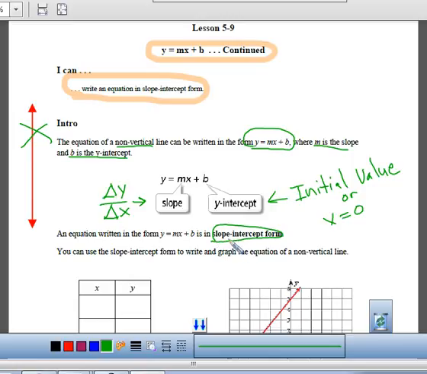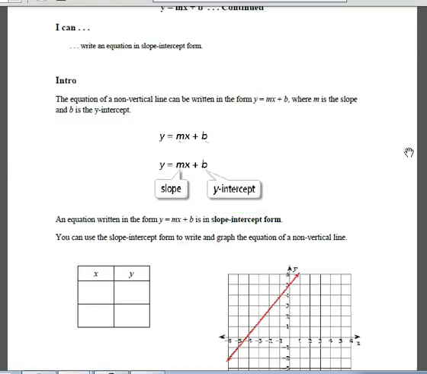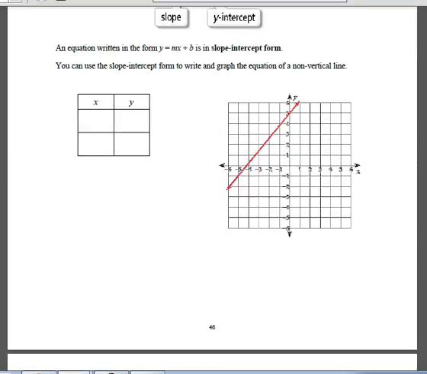Now, I'm not sure why they leave out the y-intercept form, but whatever. This is the typical way that you hear this form described. You can use the slope-intercept form to write and graph the equation of a non-vertical line. So we have an example here on page 46 near the bottom. If you didn't copy any of this stuff down up above, pause the video and do it now. I'm going to clear it and then move the screen up so we can work on this example.